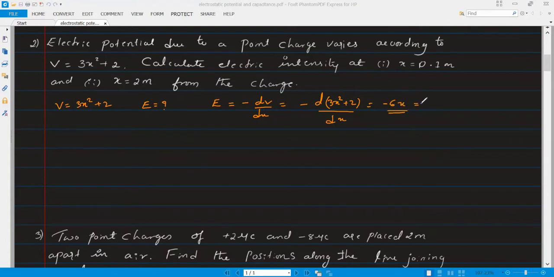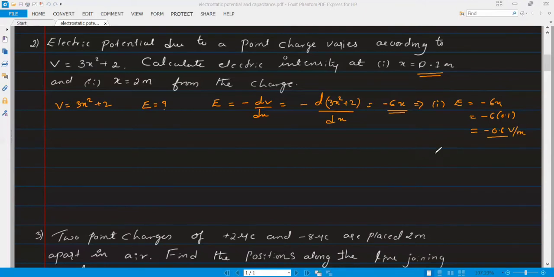In the first case, they are asking us to calculate at the distance x is equal to 0.1 meter. Putting x as 0.1 meter, this is going to be minus 6x, that is minus 6 into 0.1. So therefore it is going to be minus 0.6. The unit is volt per meter.